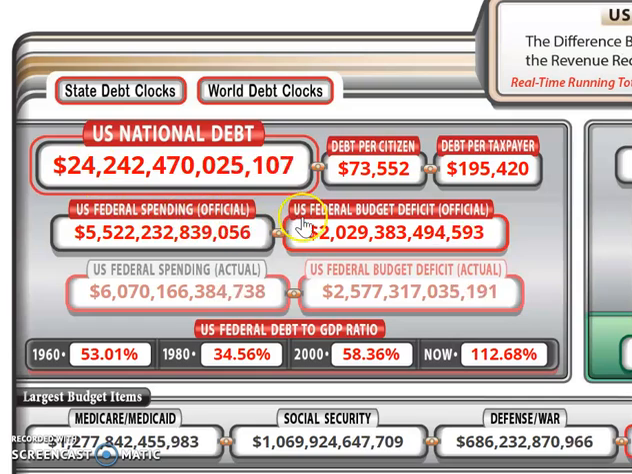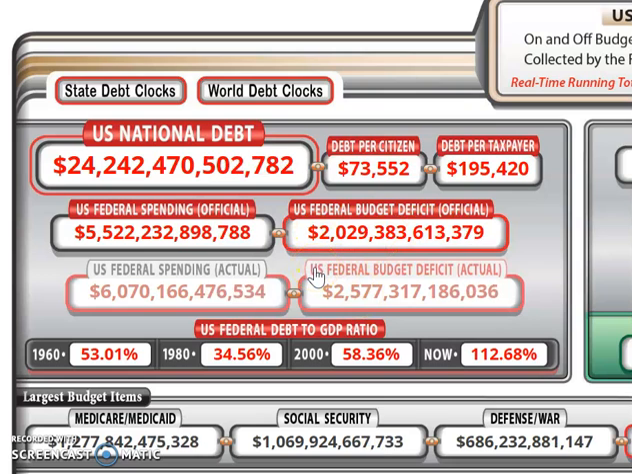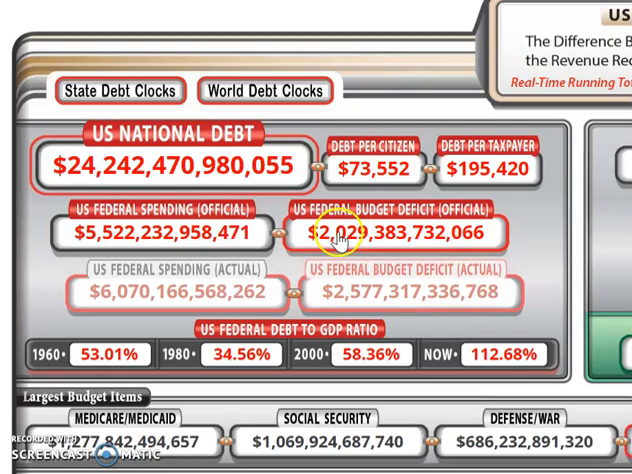And this is our deficit right here, okay? Now you see right here, this is actual versus official. The reason there's a difference is because of the way Social Security and stuff like that is calculated. Social Security, I think, is technically not on the budget. So this is the actual amount of money that we have in deficit for this year. This is the official number.